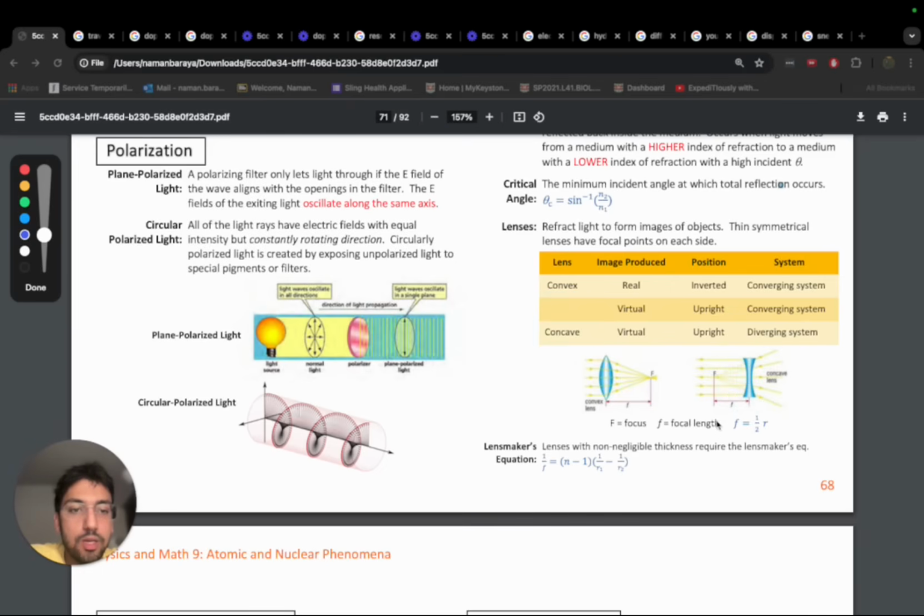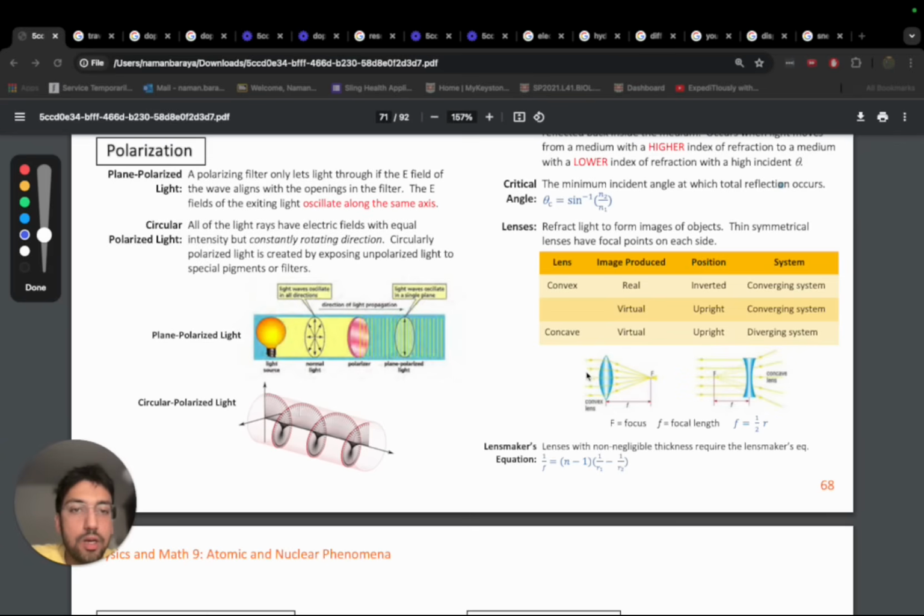Now we have the focal length, and the focal length is 1/2 r, right? And we have F, which is the focus, and little f is just the length, the distance from the focus to the mirror. So this is little f, and the focus is the big F. Okay, so when you are standing here, and you're looking at the concave lens, you just end up with an upright image, and it's virtual. So this is the T, and it ends up virtual and upright.